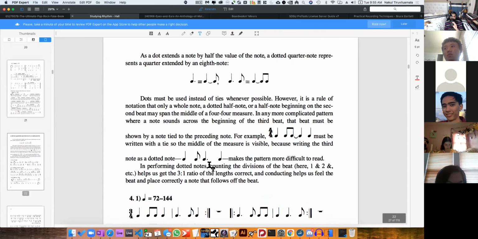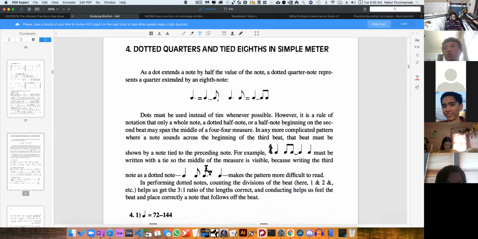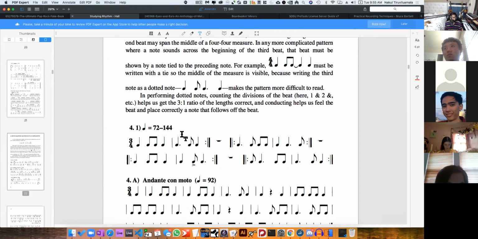Okay. So dotted quarters and tied eighths. I'm pretty sure you've studied dotted notes. I know we've talked about them, but just to recap, a dotted note is basically taking the value of the note and adding 1/2 of the value of the written note to its duration. So if this quarter note without the dot is worth 2 eighth notes, adding a dot will add an additional eighth note because 1/2 of 2 is 1. So 2 plus 1 is 3 eighth notes, right?